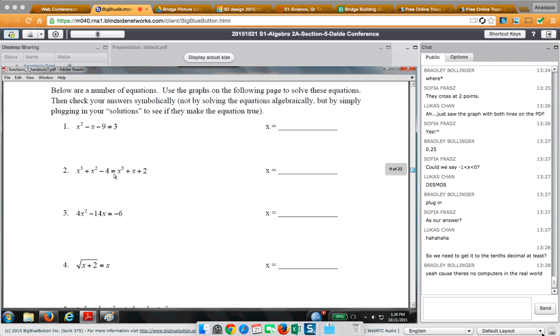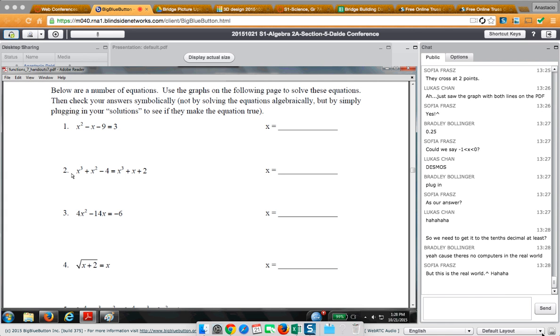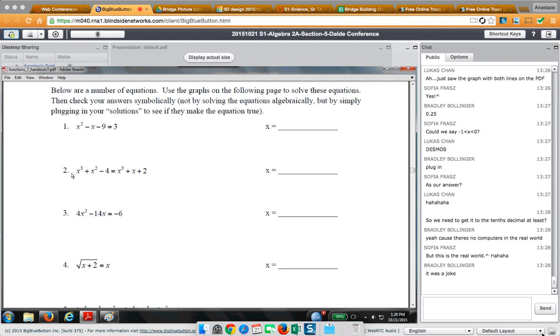Okay, here. This one looks crazy. Let's try this. Use the graph on the following page to solve these answers. Check your answer symbolically, not by solving it algebraically, but simply by plugging in your solutions. All right. So number 2 looks horrible. All right. What can you tell me about number 2?